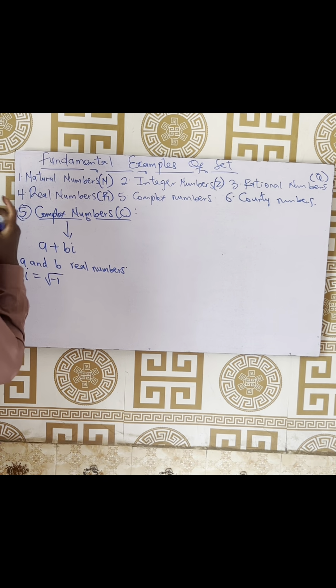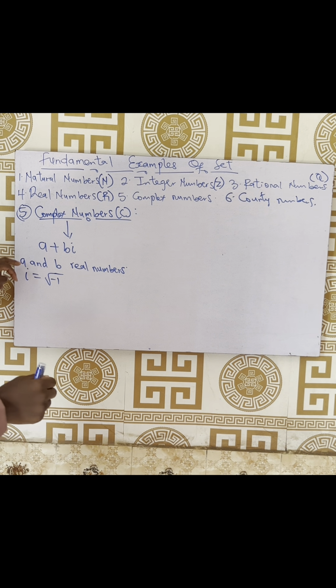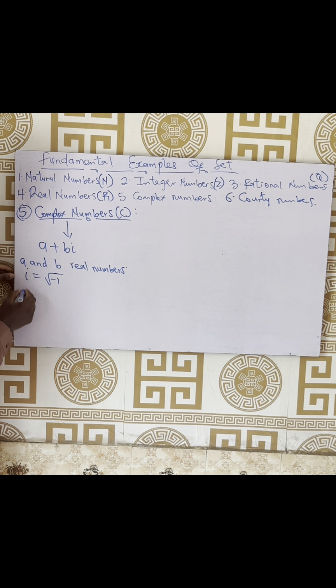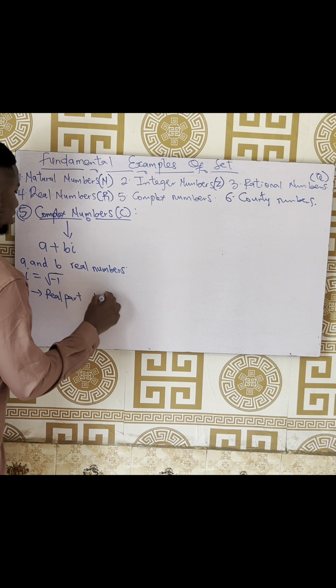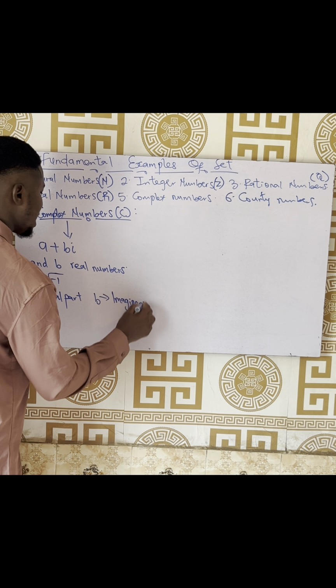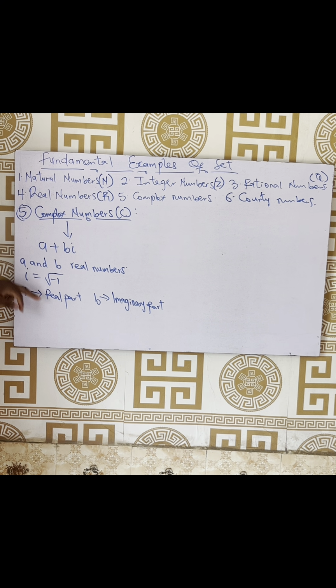Yes. So you have to understand something, guys. I've already said that a and b are real numbers. You also have to know that a is referred to as the real part, and b, which is the coefficient of i, is referred to as the imaginary part.